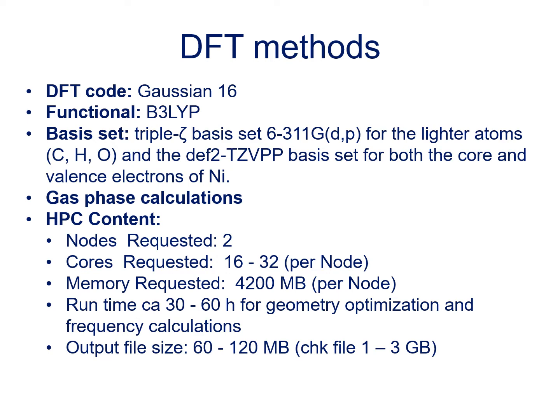The high performance computing context is 2 nodes requested with 16 to 32 cores per node and 4,200 megabytes memory per node. The runtime of the job was 30 to 60 hours for the geometry optimization and frequency calculation. Output log file size was about 60 to 120 megabytes and the check file was 1 to 3 gigabytes.